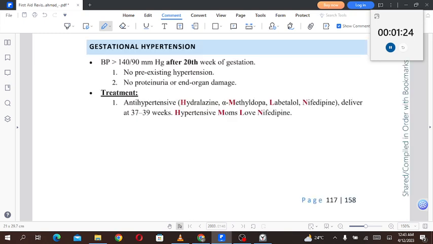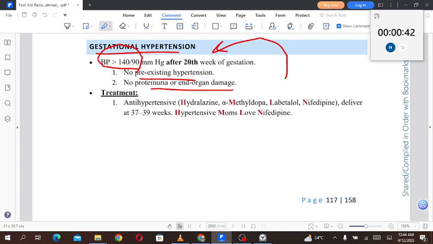Moving forward, we have gestational hypertension. What does that mean? Blood pressure of more than 140 by 90 millimeters of mercury after the 20th week of gestation. If she has this hypertension before 20 weeks of gestation, the hypertension is not because of pregnancy. It is like chronic hypertension going on before pregnancy due to some other reasons, either essential or secondary. So any hypertension is referred to as gestational hypertension if the BP is more than 140/90 after the 20th week of gestation, with no pre-existing hypertension, and no proteinuria or end organ damage. We will see proteinuria and end organ damage in preeclampsia and eclampsia. In gestational hypertension, the only thing is an elevated blood pressure.